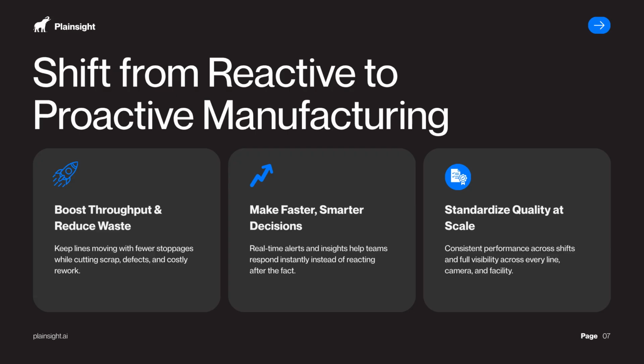So why does all of this matter? Because it shifts your entire operation from reactive to proactive. You get higher throughput with fewer stoppages. You cut scrap, reduce defects, and avoid expensive rework. You make decisions faster with real-time alerts. You get consistent quality across teams and shifts. You get scalable visibility across your entire facility, line to line, camera to camera.